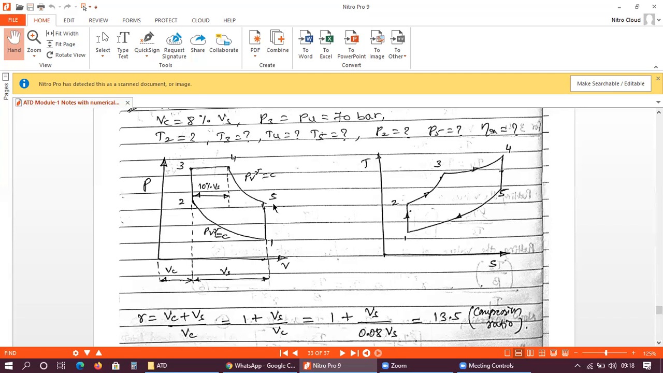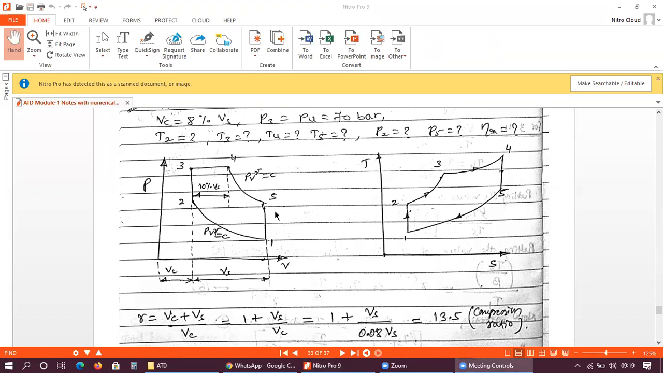So it is the expansion process that is taking place. The volume increases and at the same time the pressure decreases. Please mute your, okay. So volume increases and at the same time pressure decreases. And from process 5 to 1, heat is rejected outside the engine cylinder, right? During the process 5 to 1.